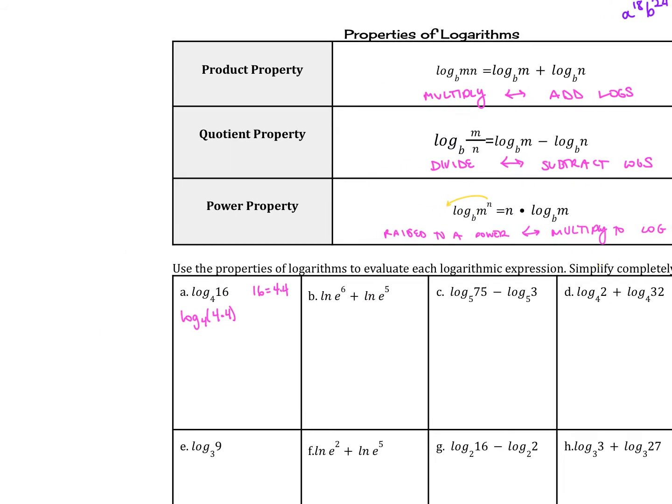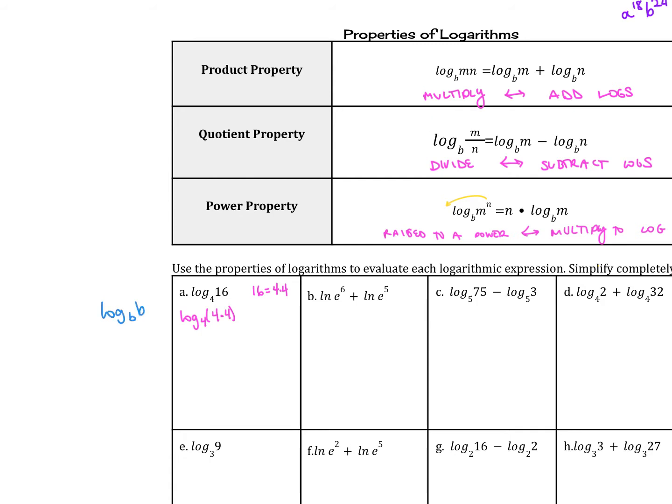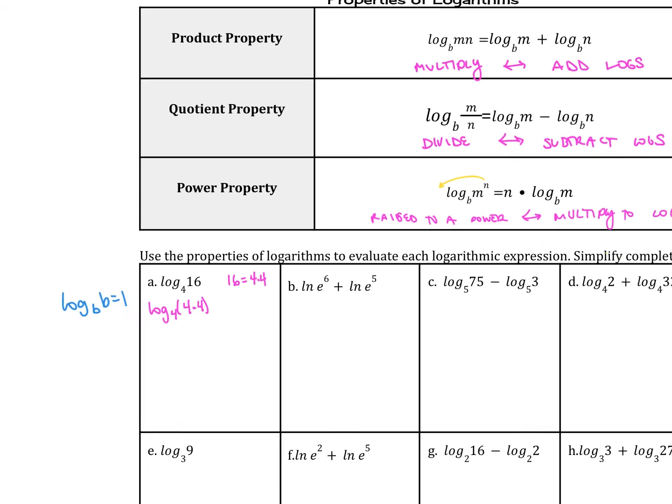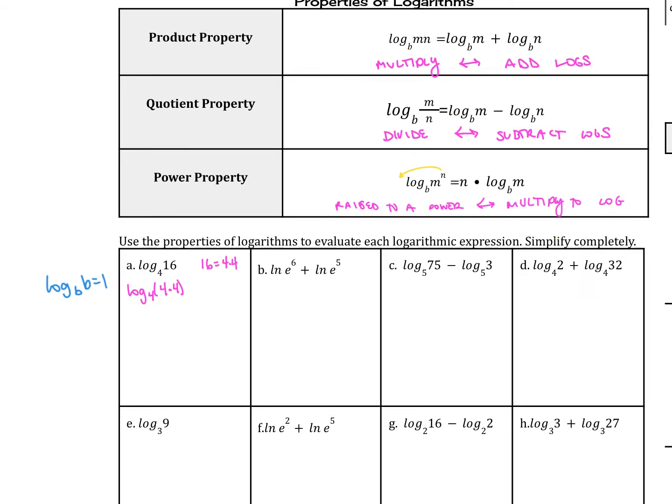And then if you remember our property from a previous lesson, if we have log base b of b, that just equals 1. So if you have the same base and the same value, b and b, it just equals 1. So you'll see that when we simplify letter a all the way, it's important to remember that. We have log base 4 of 4 times 4, and so notice we are multiplying here, 4 times 4, so it's like our product property, m and n. They're the same values, but that's okay.